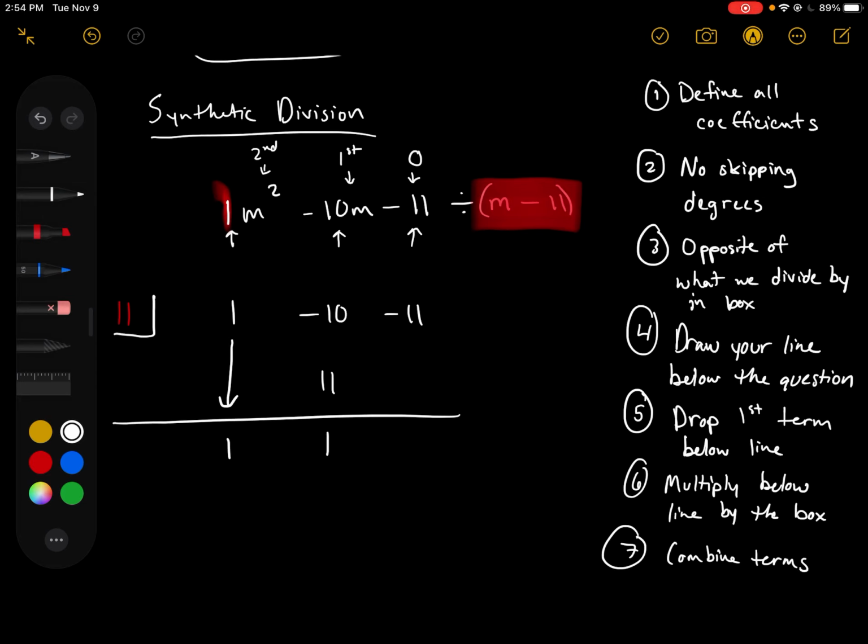We're going to repeat step 6 now. Multiply below the line by the box. So below the line is 1. Multiply by 11, we just get 11. We're going to repeat step 7, combine our terms. 11 and negative 11 combine to get us 0.